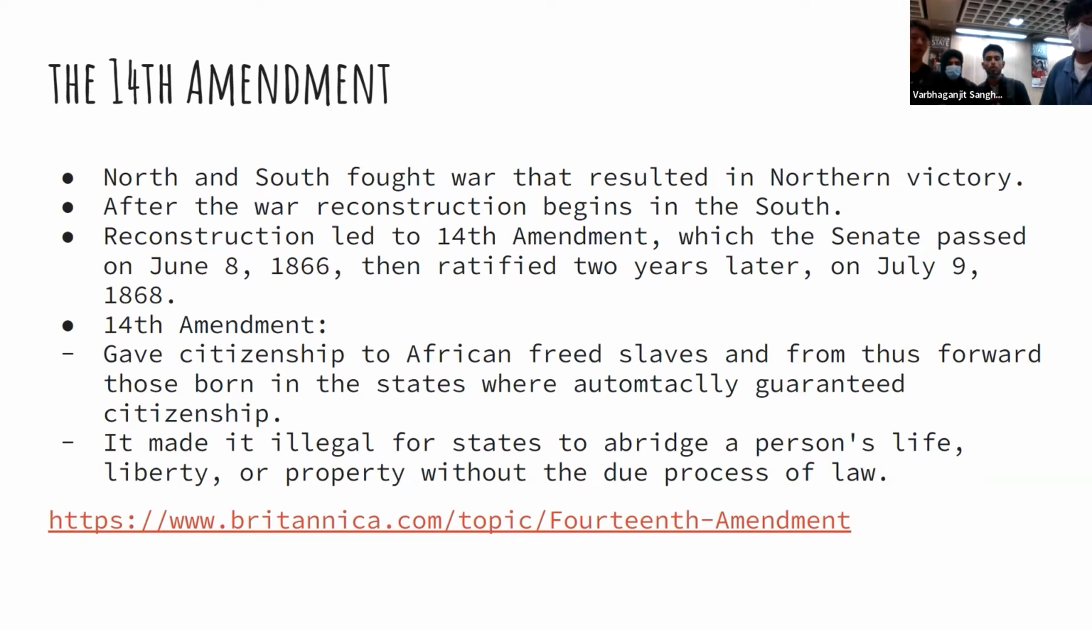After the war, Reconstruction began, which led to the formation of the 14th Amendment, which the Senate passed on June 8th, 1866, and then ratified 2 years later on July 9th, 1868. The 14th Amendment gave citizenship to African Americans who were free, and from thus forward, any person born in the United States was automatically guaranteed citizenship.